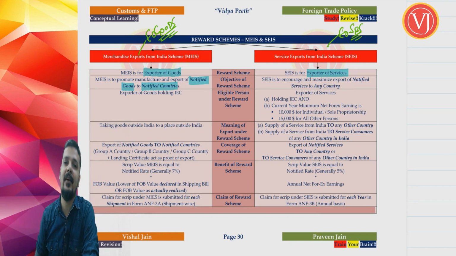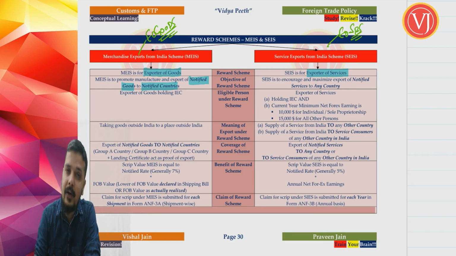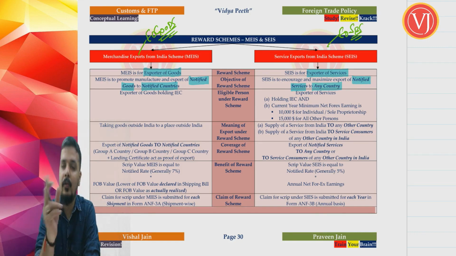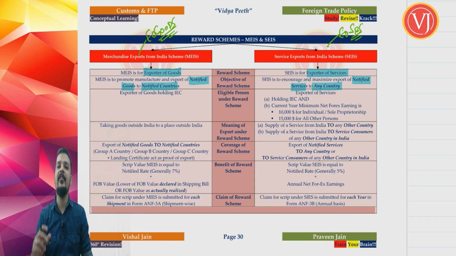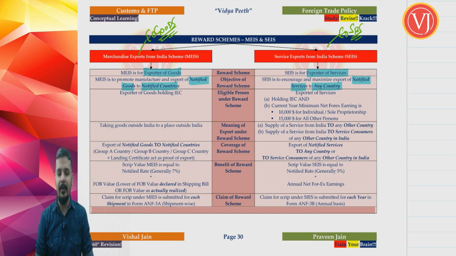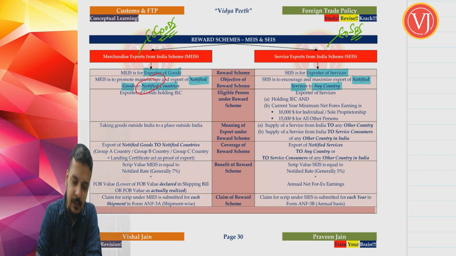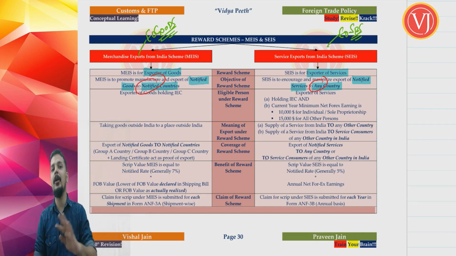Whereas your SEIS, exporter of service, will get SEIS, service export from India scheme script. That is for export of notified services, true, but export to any country. So your MEIS is export of notified goods, export to notified countries. SEIS is export of notified services, mostly all the services are covered, but still few services are not covered. Notified services and export to any country, not notified country, export to any country. So here you find the difference. MEIS is notified goods, notified countries. SEIS script is for an exporter who is exporting notified services but to any country.